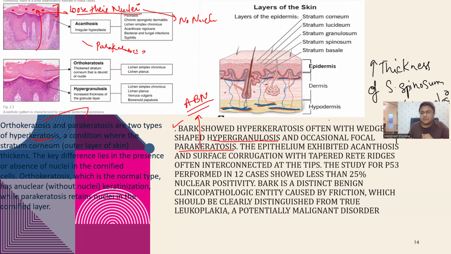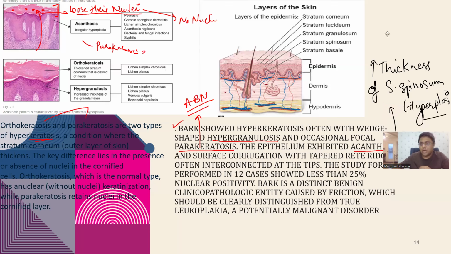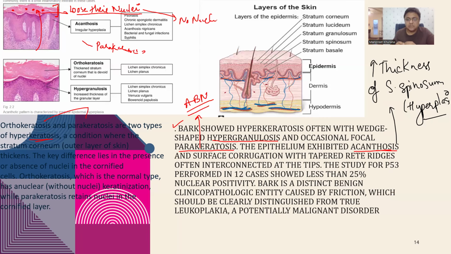Now the epithelium exhibited acanthosis. Now what is acanthosis? It is increased thickness of the stratum spinosum. So when there is increased thickness or hyperplasia, that is, an increase in the number of cells in the stratum spinosum, then we call it acanthosis. And surface corrugation with tapered rete ridges often interconnected at the tips. Now this is a particular study. We're not going into the details of the study, but here we have to understand that there is acanthosis, or there can be orthokeratosis, hypergranulosis.